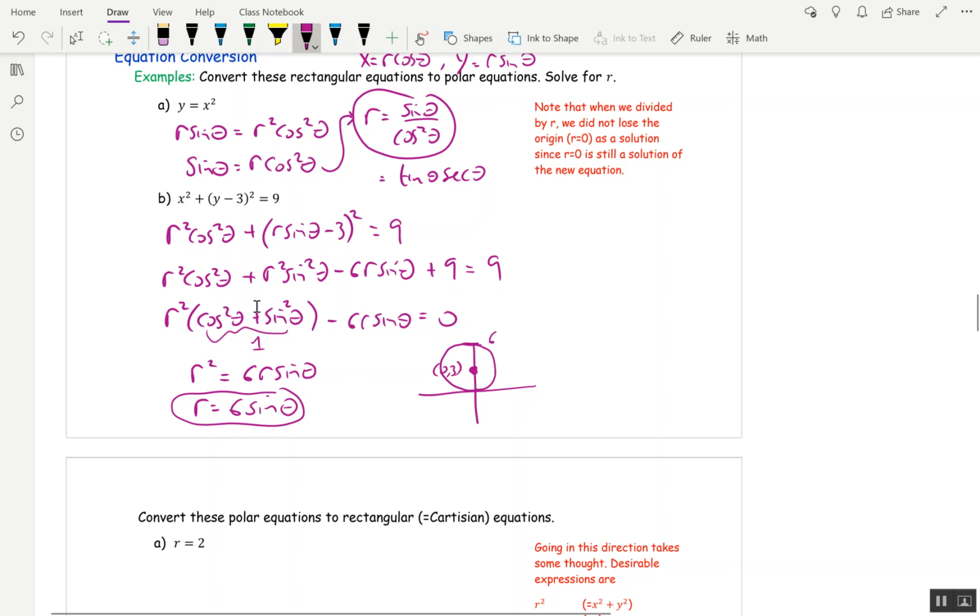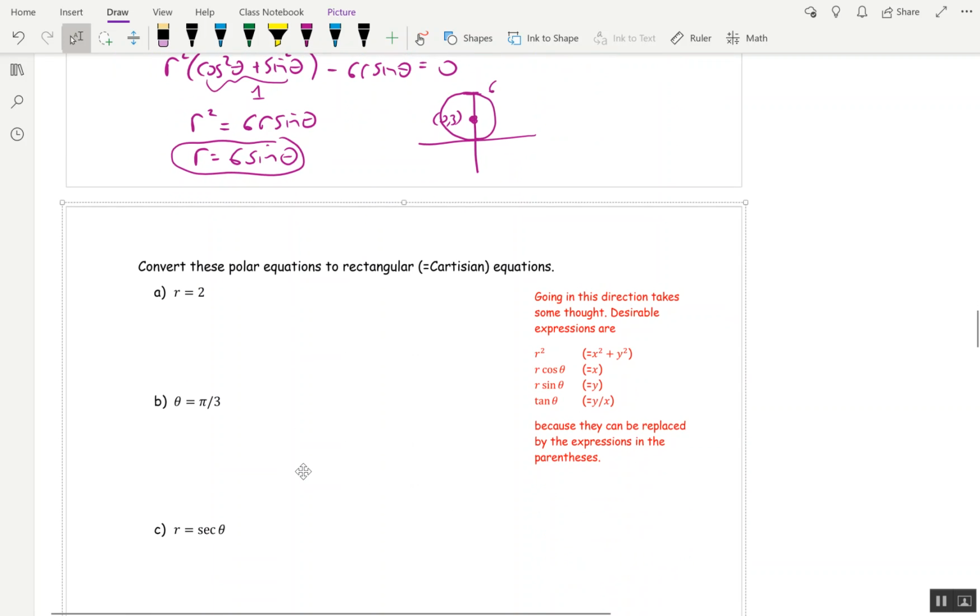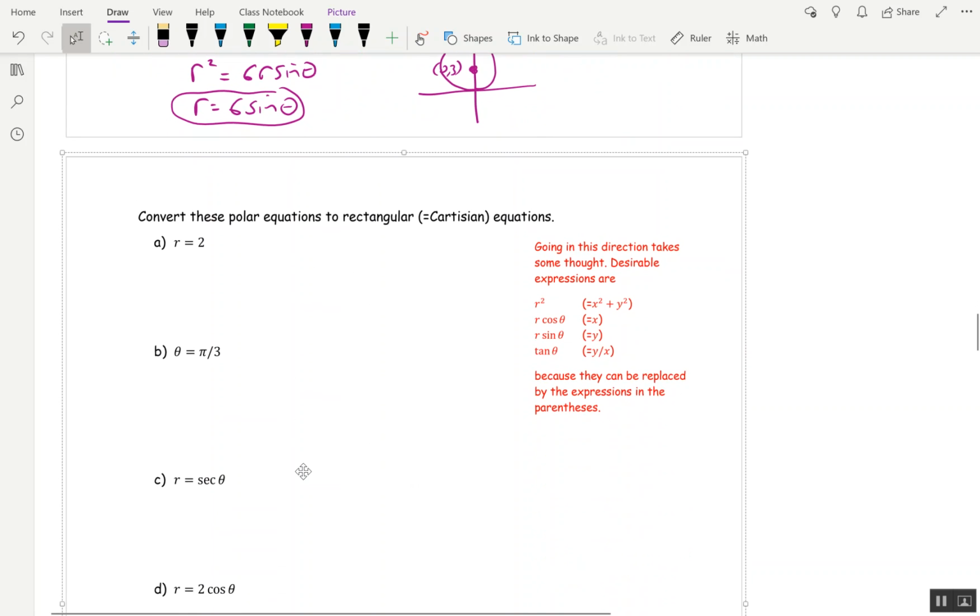Okay, so now let's go in the other direction. This is the direction that requires a little bit more thought, because you can't just plug in. What you have to do is look for expressions like this. Because if you see an r squared, you can put in x squared plus y squared. If you see an r cos theta, you can put in an x. R sine theta, put in a y, etc. So this is going to require some manipulation.